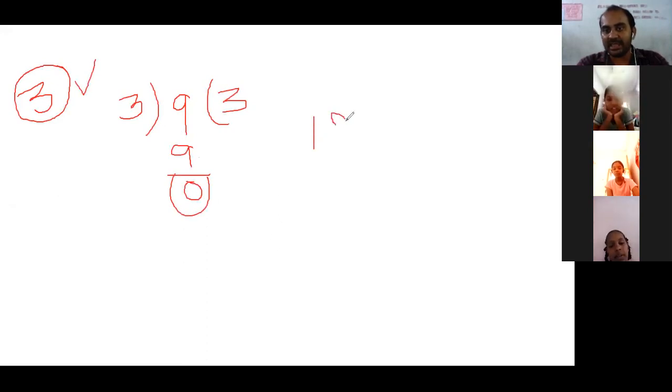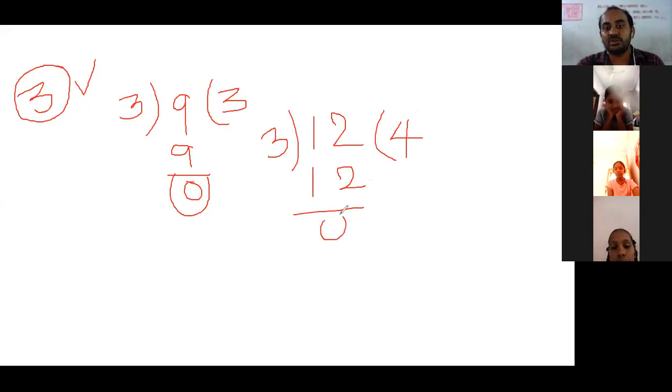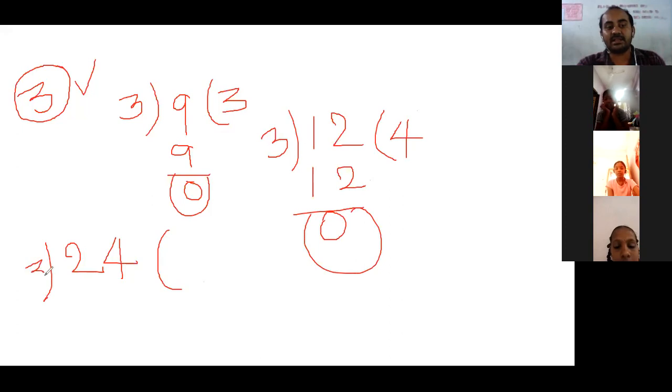Similarly, now tell me 12. Is 12 divisible in 3 table? Yes, 3 4s are 12. Very good. Now tell me, is 24 a number divisible in 3 table? Yes. 3 8s are 24. Yes or no?